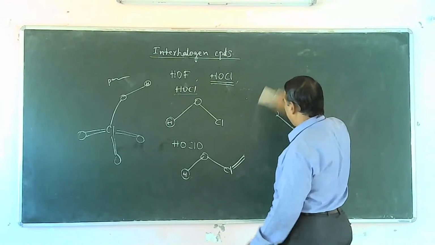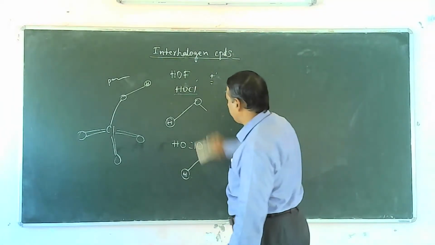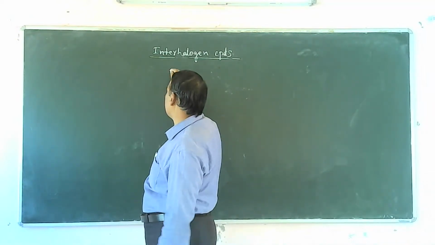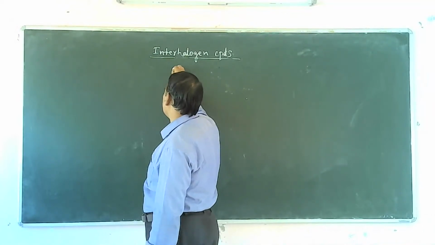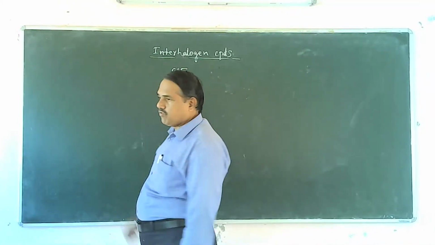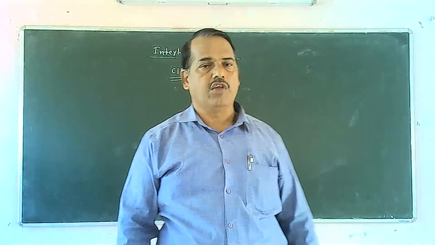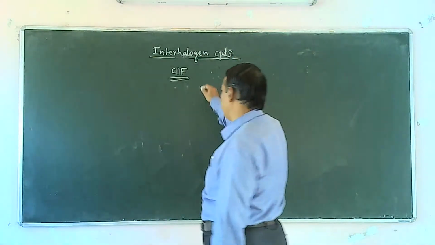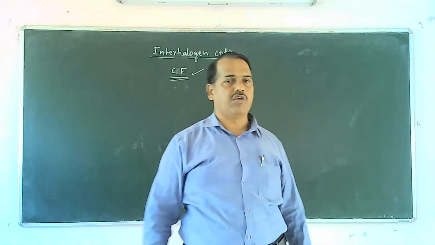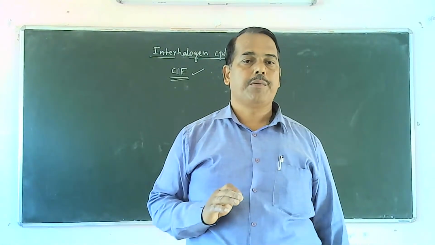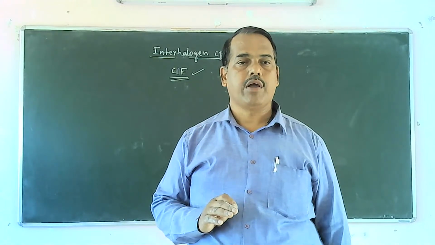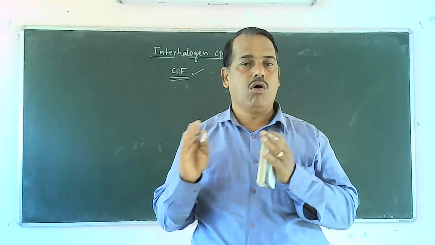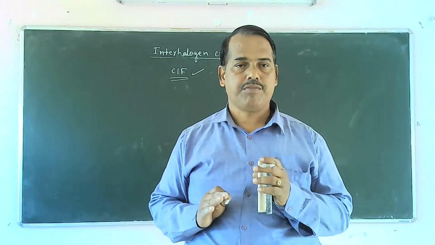Then we shall continue our discussion on different shapes and physical properties of interhalogen compounds. See, take an example, say ClF, which is in gaseous state. As this is in gaseous state, we shall study all the structures and their physical properties, either they are gas or liquid, in the next class.